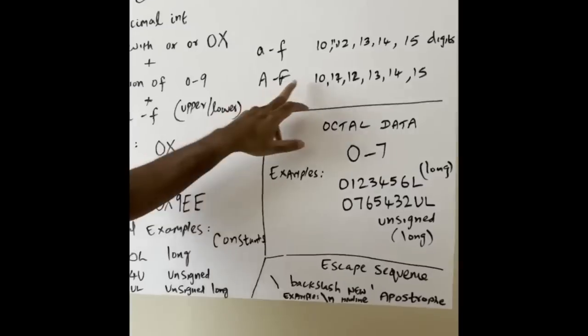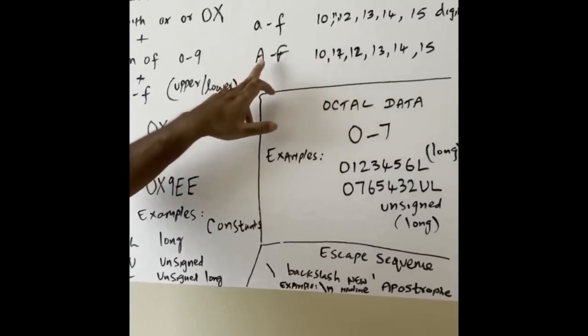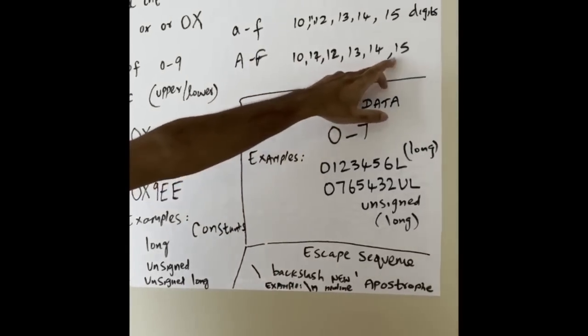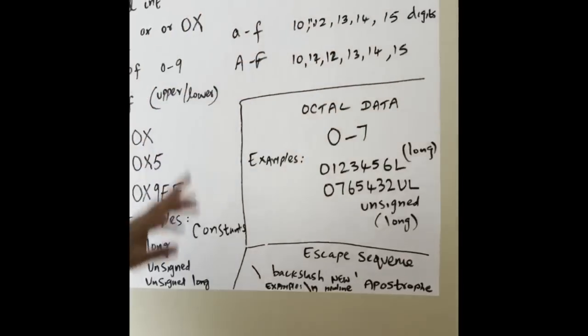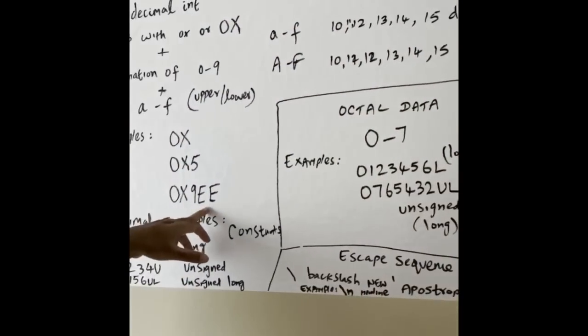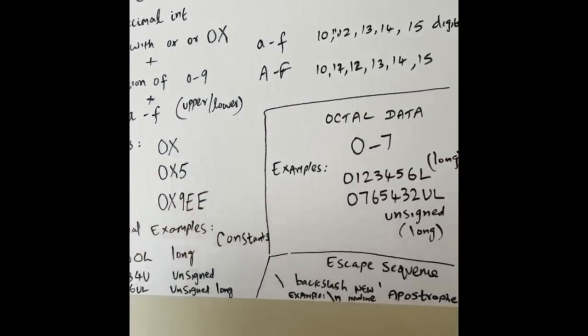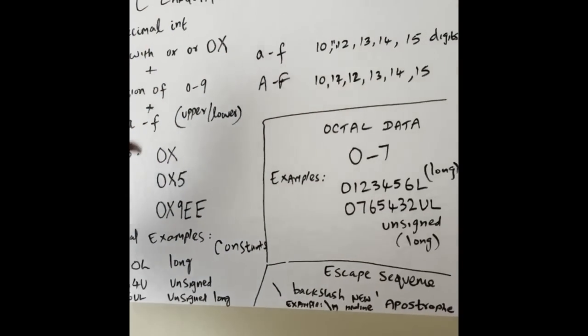A is represented by 10, B is 11, C is 12, D, E, F. So a mixture of all this. That's the example we showed here. E means it's number 13, you have to figure that out. 14 actually. So this is all about hexadecimal data.